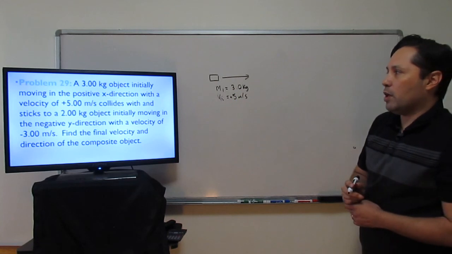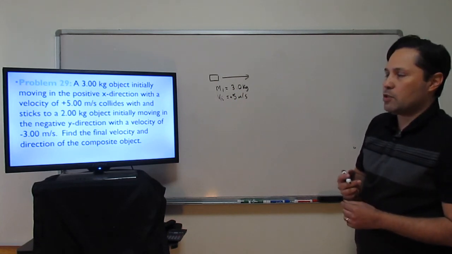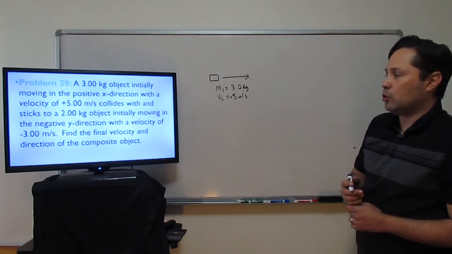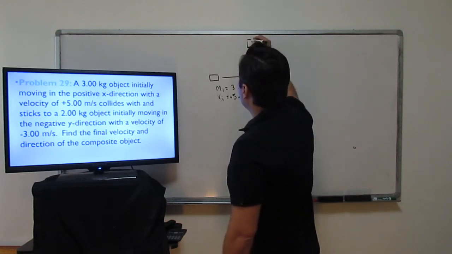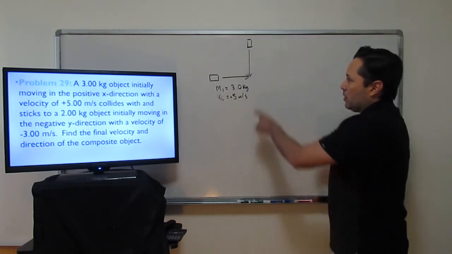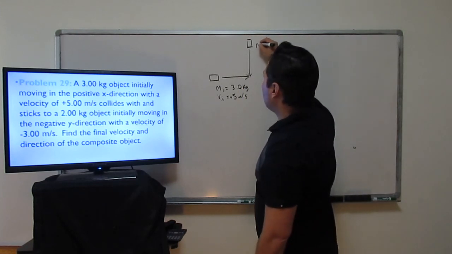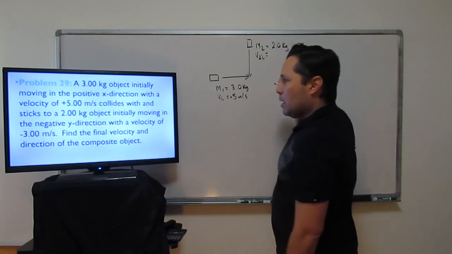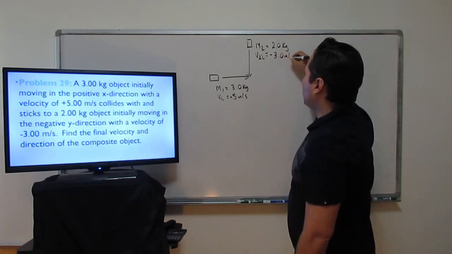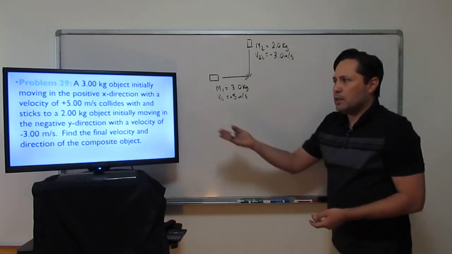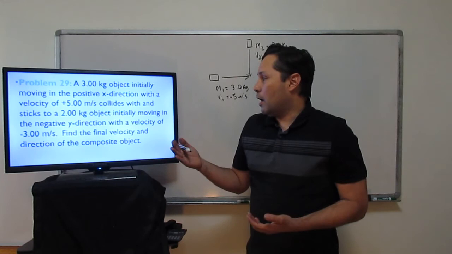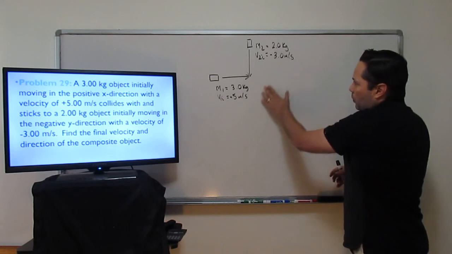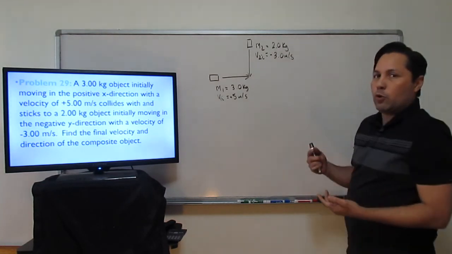And it collides and sticks with a second object. The second object has a mass of 2 kilograms and it's initially moving in the negative y direction with a velocity of 3 meters per second. So here is our second object, moving in the negative y direction, and they're going to collide here. That's the information they give us. Then they ask you to find the final velocity and the direction of the composite object, which is both of them put together. So we're going to solve for the momentum of each one of these, and then we're going to do a vector diagram.